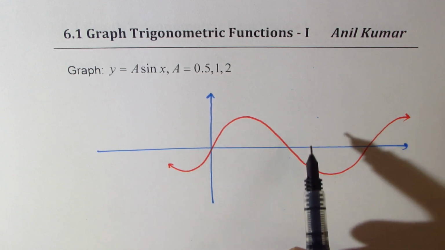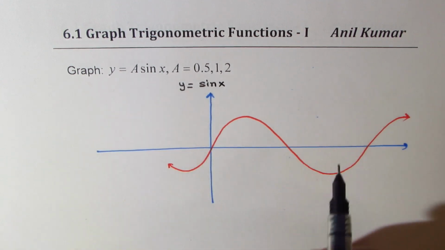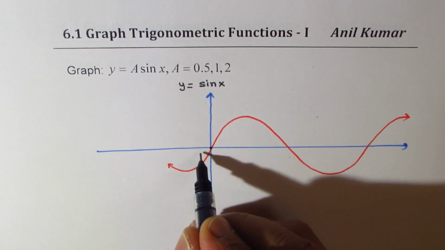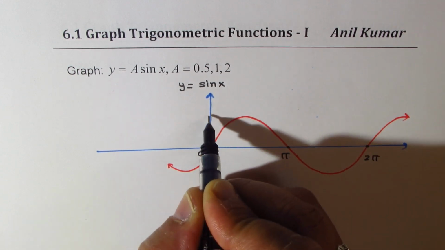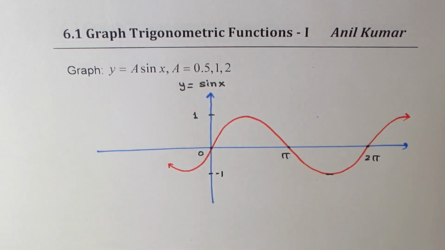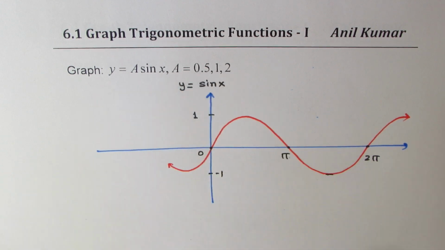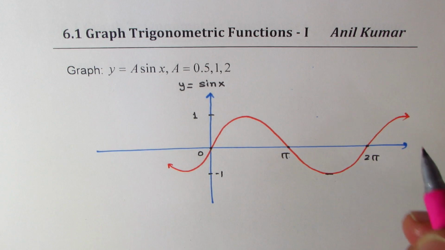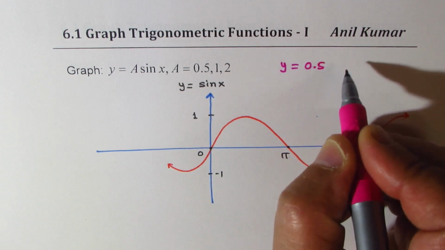Now, this particular function is y equals sine x, which I have drawn now, right? Here, as we did earlier, this is at 0, this is at pi, and this one is 2 pi. Maximum value being 1, and minimum value being minus 1. Now, if I have to sketch for a equals 0.5, it means what? Well, let me sketch in a different ink the second function, which will be y equals 0.5 sine x.